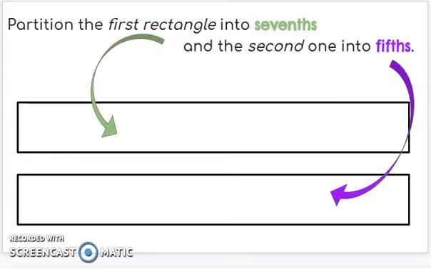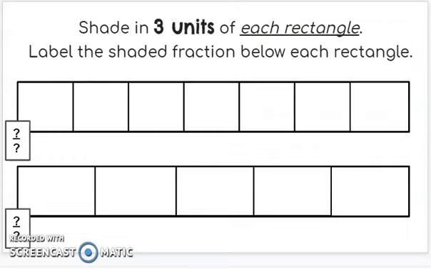Next, we're going to partition the first rectangle into sevenths. Think in your head how many pieces you're going to have to partition this into to make sevenths. And the second one down here, we're going to partition into fifths. Think about how many pieces you're going to need if you're making fifths. Pause the video and right now partition the top into sevenths and the bottom into fifths, and then push play.